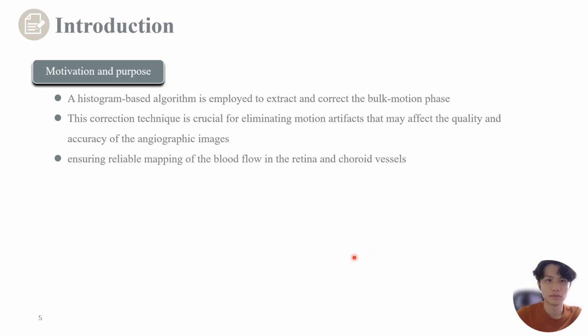Okay, the motivation and purpose of this study. This study makes reference to papers that propose a histogram-based algorithm to extract and correct the bulk motion phase. This correction technique is crucial for eliminating motion artifacts that may affect the quality and accuracy of the angiography images, and ensuring reliable mapping of the blood flow in the retina and choroid vessels.